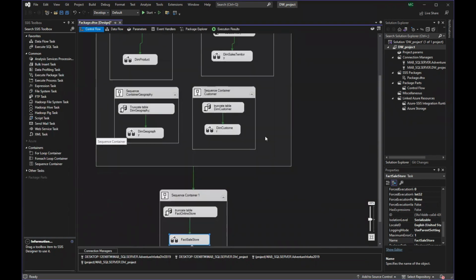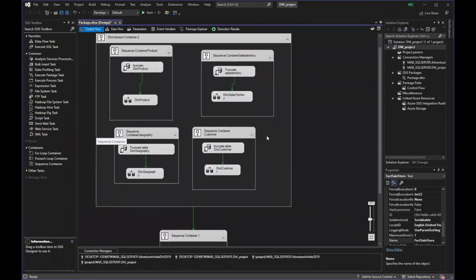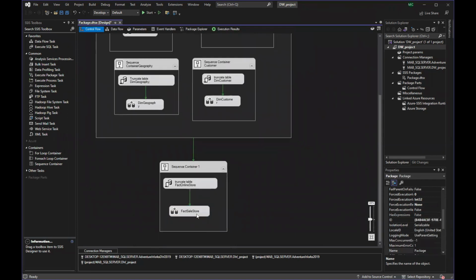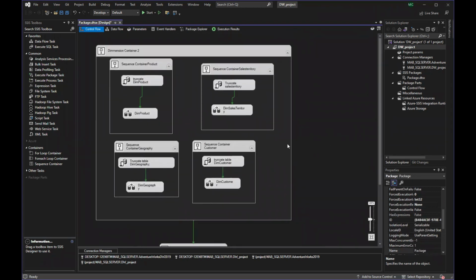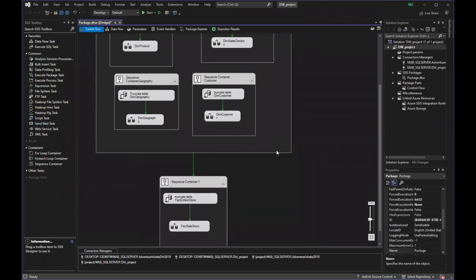So this is the ETL process. We load many tables into the dimension tables, and before loading, we have to truncate the tables first, and then we can move to the fact table. And that's it for the ETL process. So let's go to the Power BI dashboard.